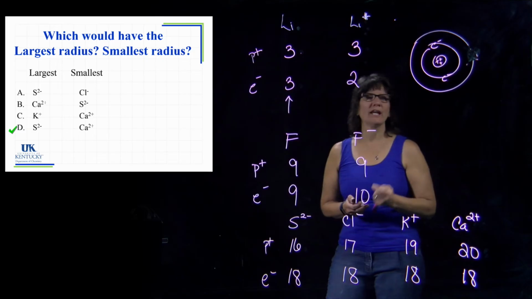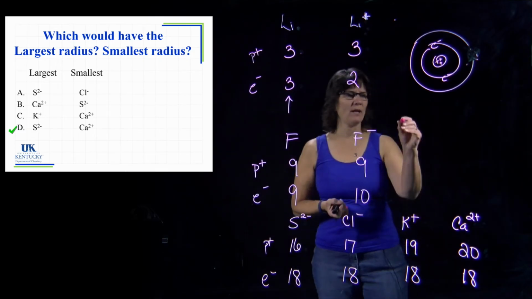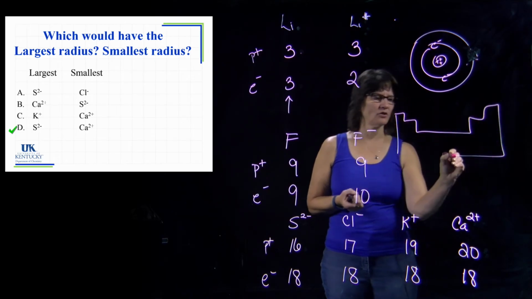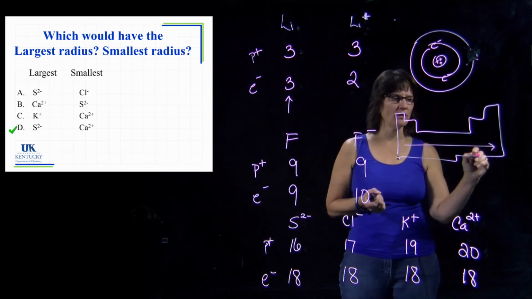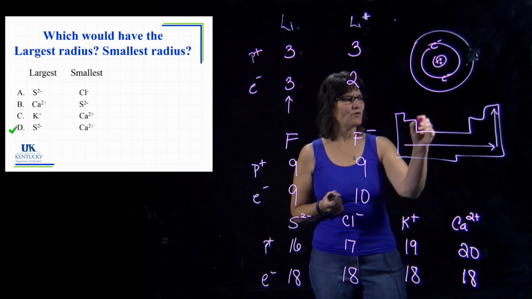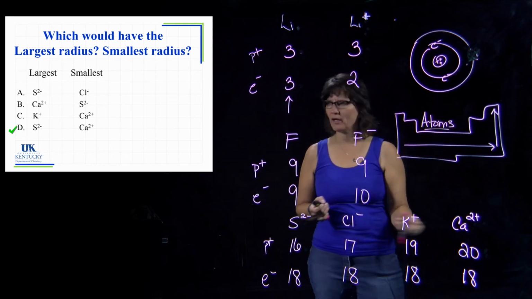They're used to looking at a periodic table to come up with trends, because we learned that if we had a periodic table, and I'll draw out a little periodic table here. Okay, there's our periodic table. We learned that it gets smaller as you move across, and it gets smaller as you move up. But that is for atoms. That is not when you're comparing ions.